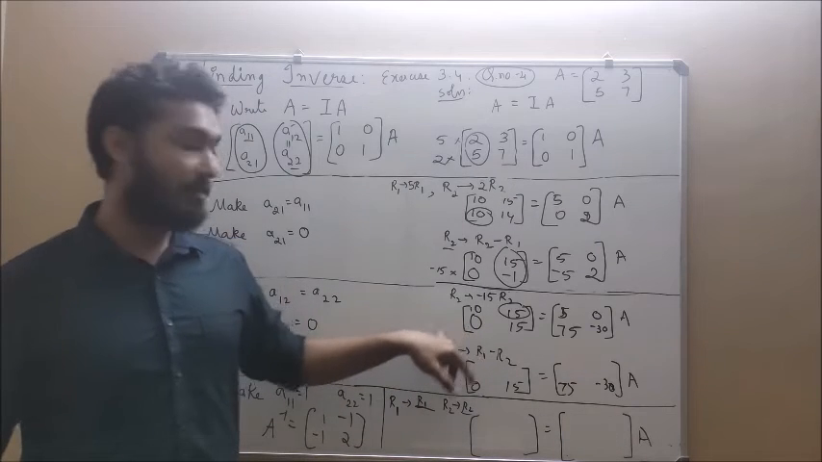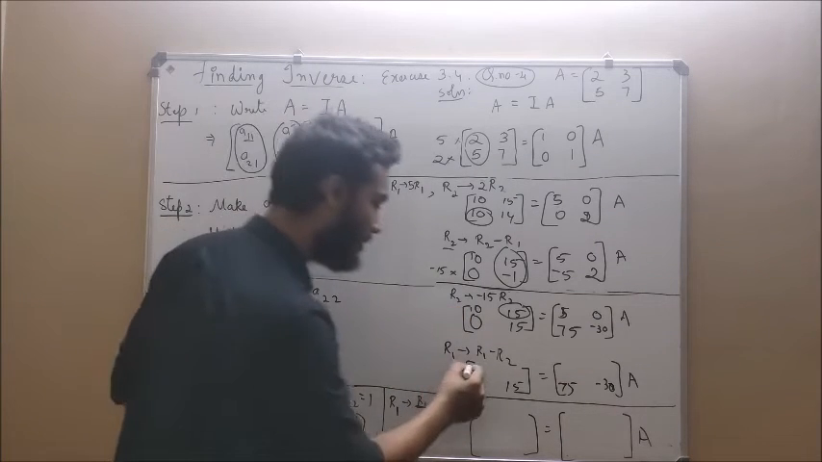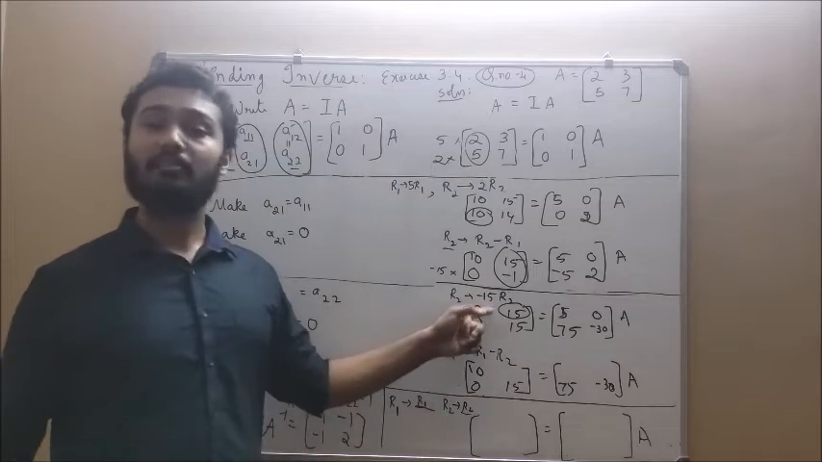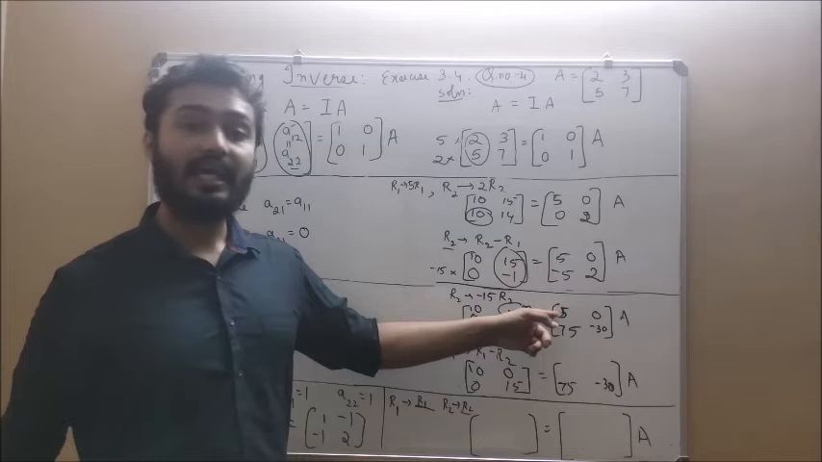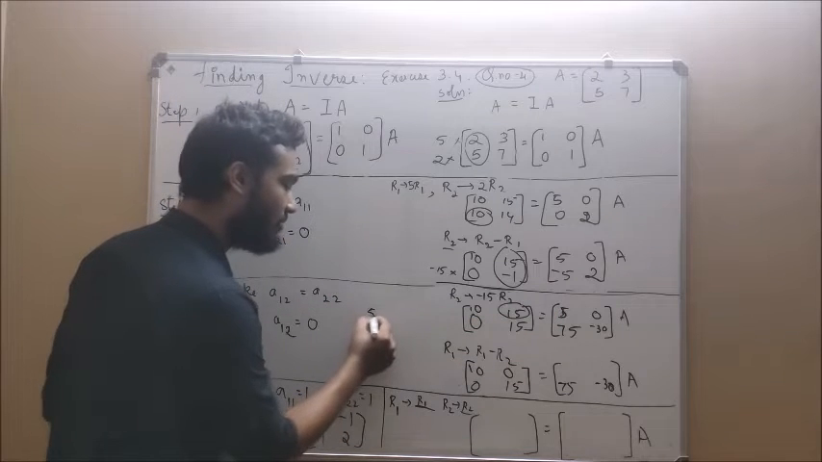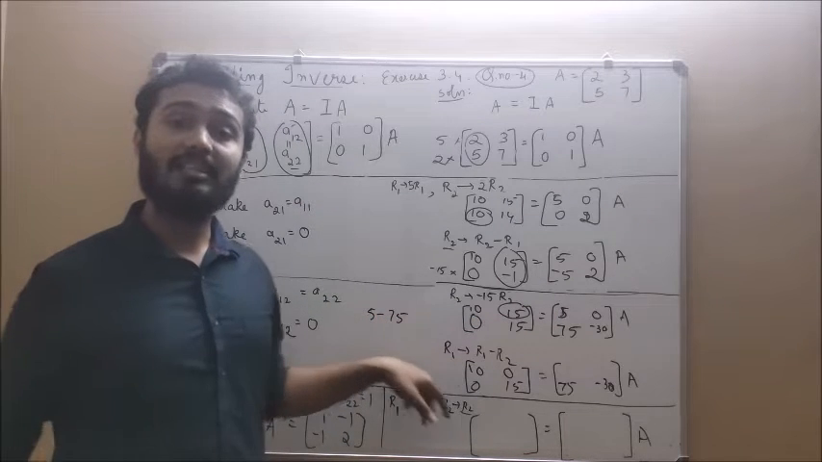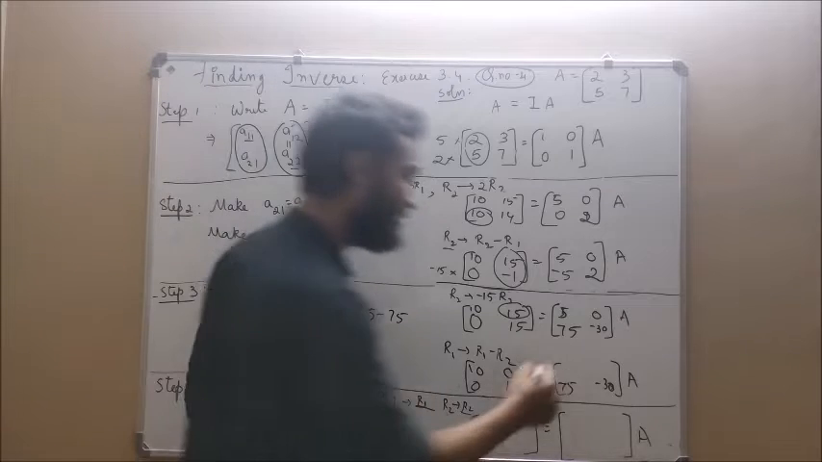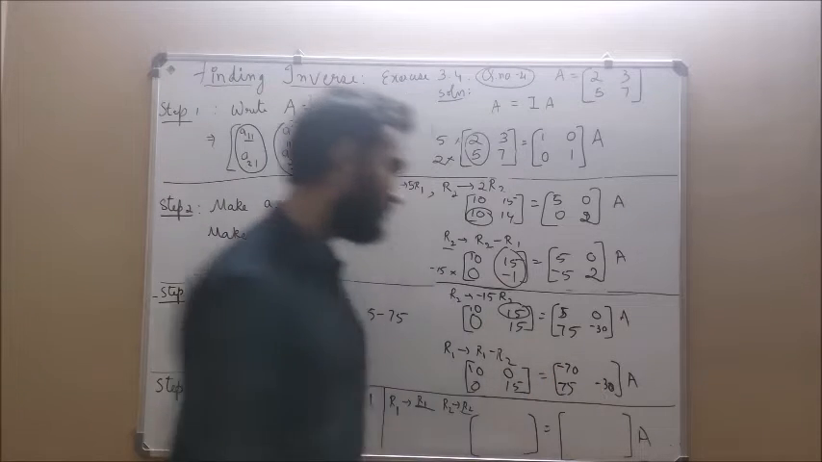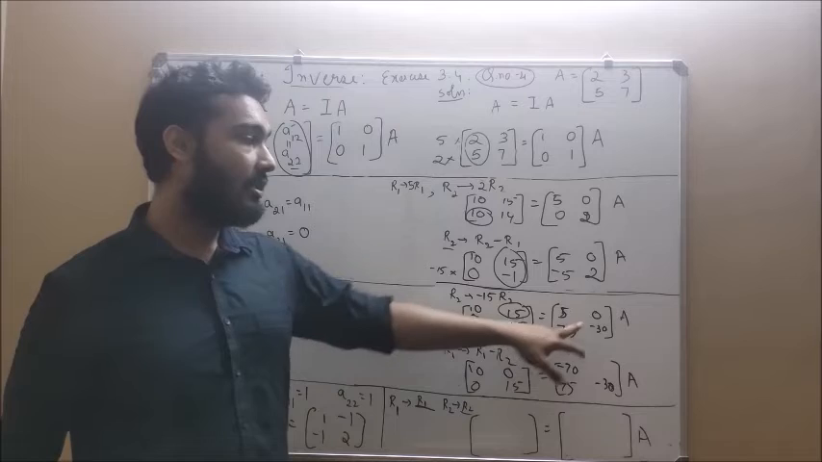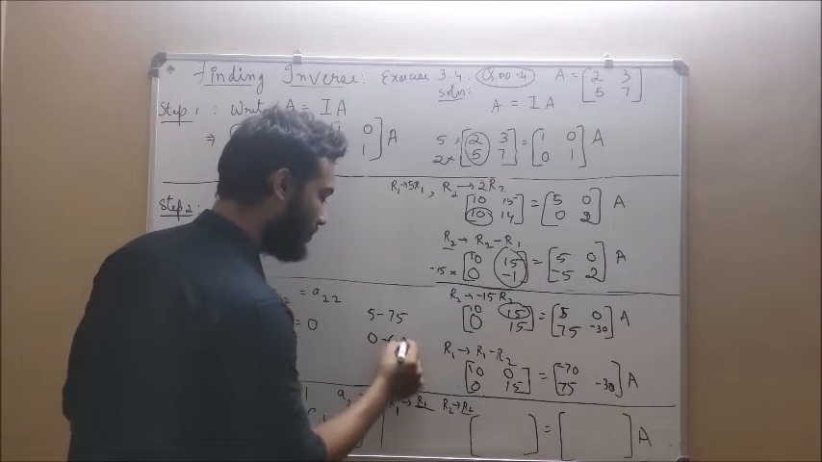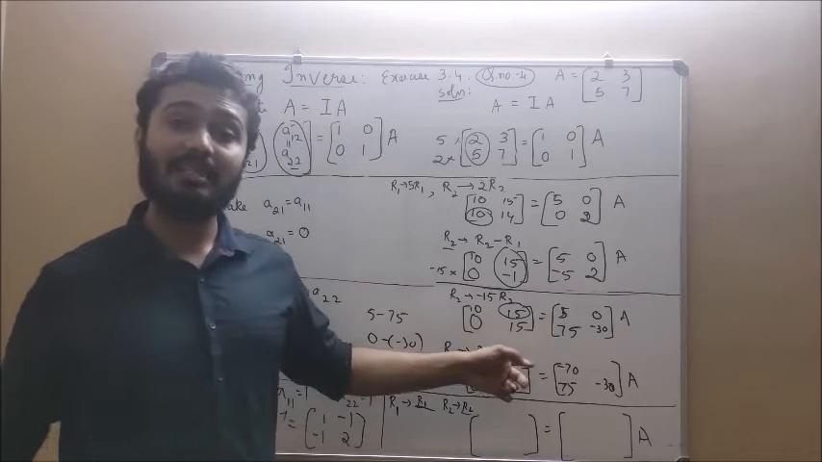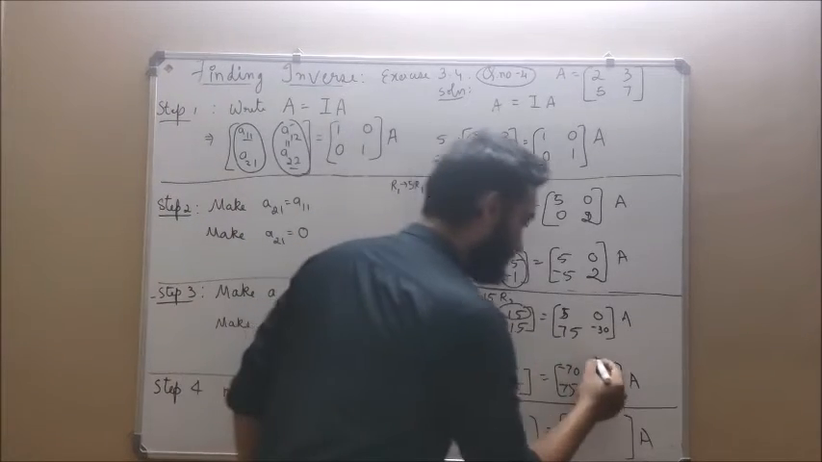Next, R1 minus R2 means 10 minus 0 is 10. 15 minus 15 is 0. 5 minus 75 is minus 70. Next, 0 minus of minus 30 is 30.